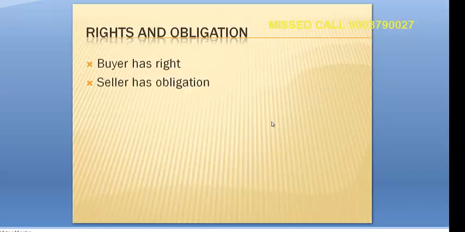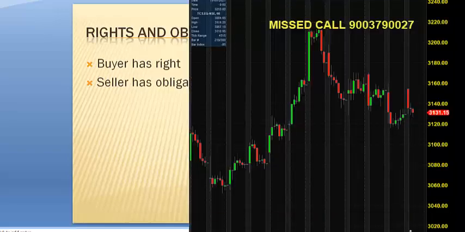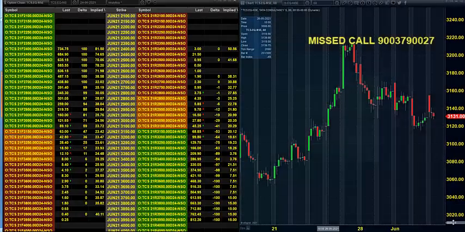Basically, we all know that as a buyer of an option you have the right, and the sellers hold the obligation. Okay, the buyer has the right and the seller has the obligation. What does that actually mean? Let us see that with an example.